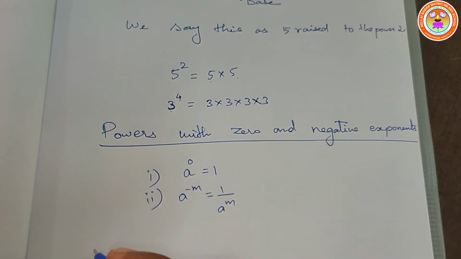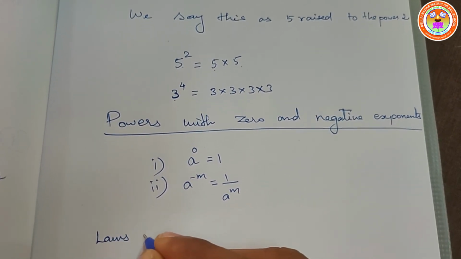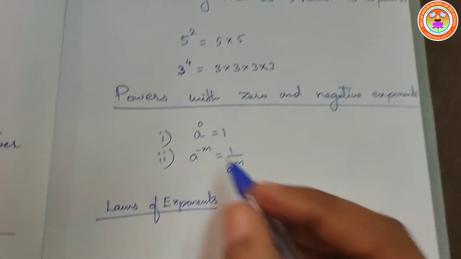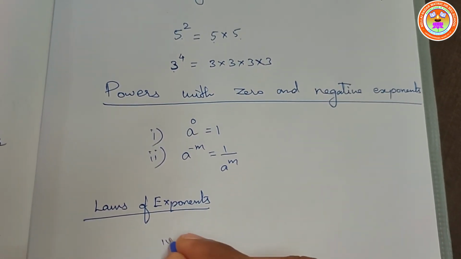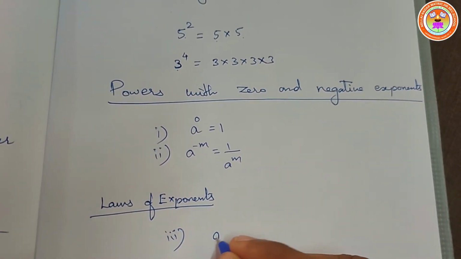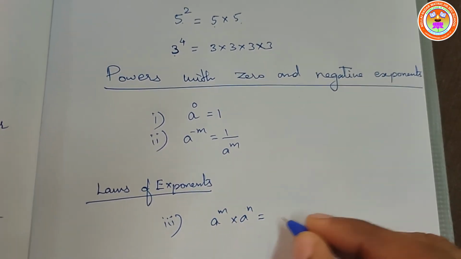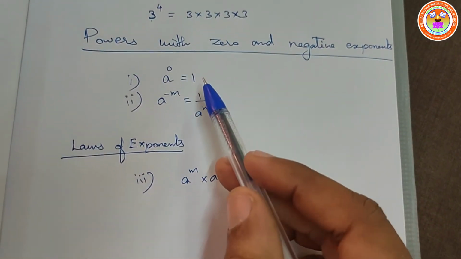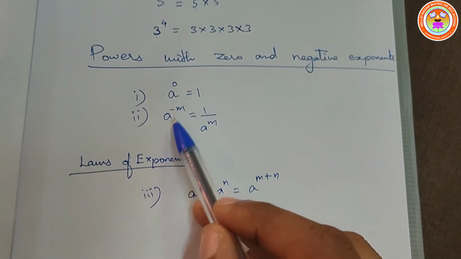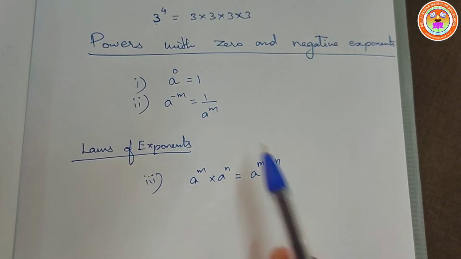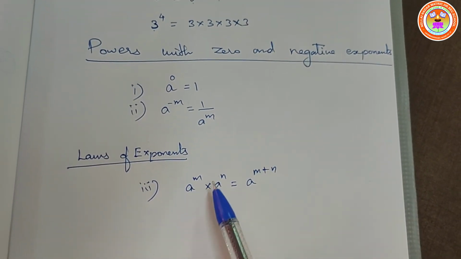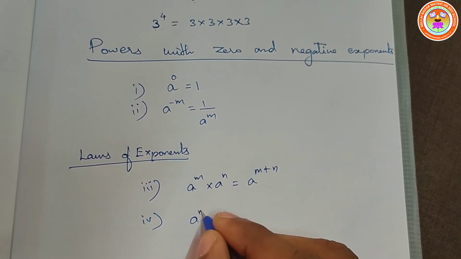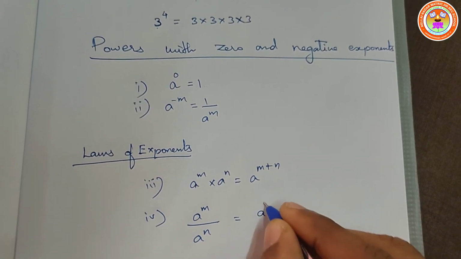And now we will go for the laws of exponents. After that we will continue. This is the second one. We will go for the third. a power m into a power n equals a power m plus n. The two powers you have to add. So note down: a power 0 is 1. a power minus m is equal to 1 by a power m, and the third one is a power m into a power n equals a power m plus n. Fourth one, a power m by a power n is equal to a power m minus n.